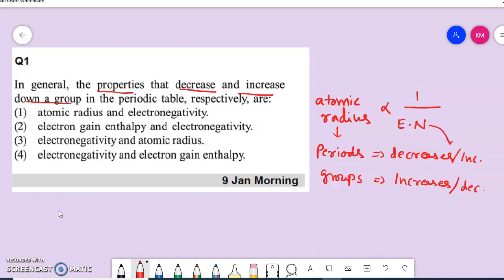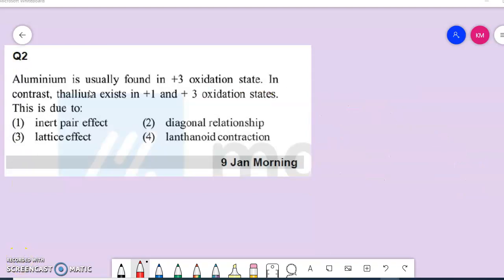So he's asking for the property that decreases down the group, in the sense electronegativity, and the property that increases down the group, in the sense atomic radius. So option 3 is the correct answer for this. Hope you understand children. Let's move on to the next question. Let's see the second question here.